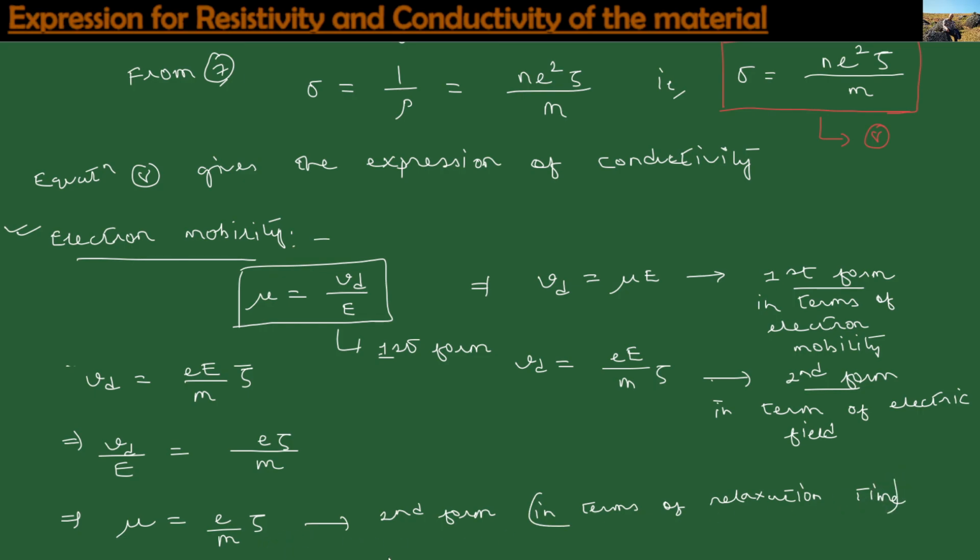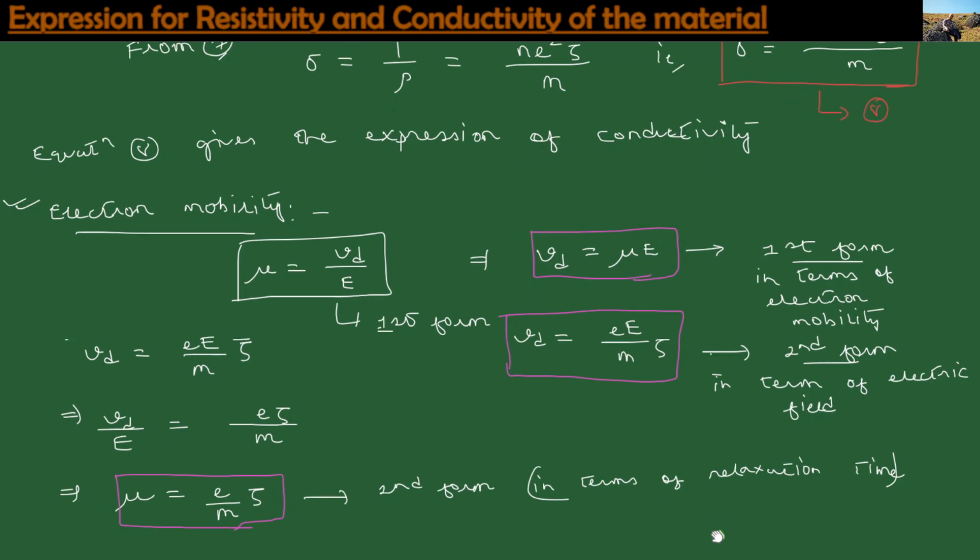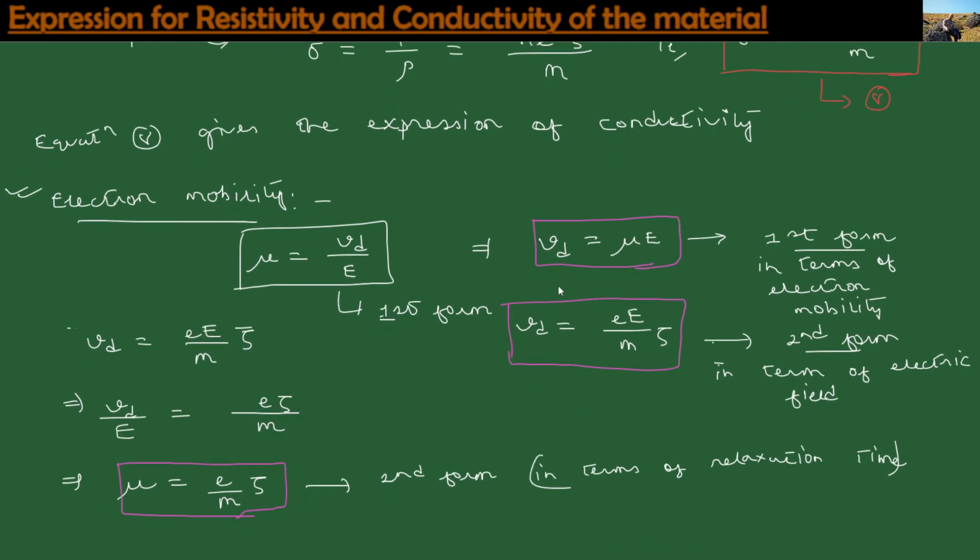So remember, these equations are very, very important. This is the first form of Vd in terms of electron mobility mu. This is the expression for Vd in terms of relaxation time. Expression for Vd in terms of drift velocity and electric field. And expression for Vd in terms of the relaxation time. So these are some of the key features that we need to know.